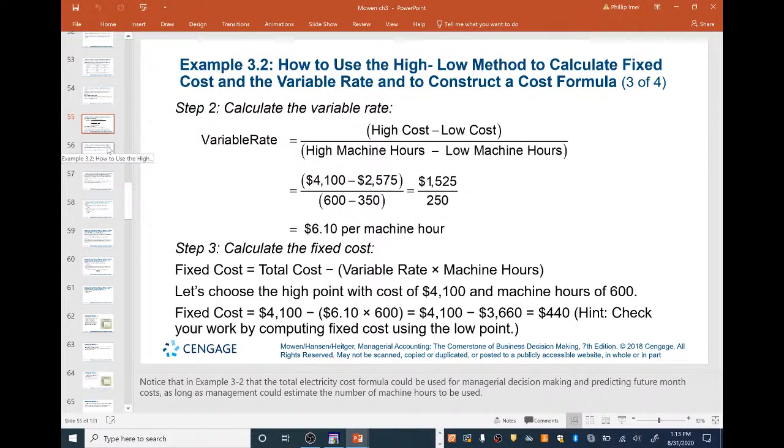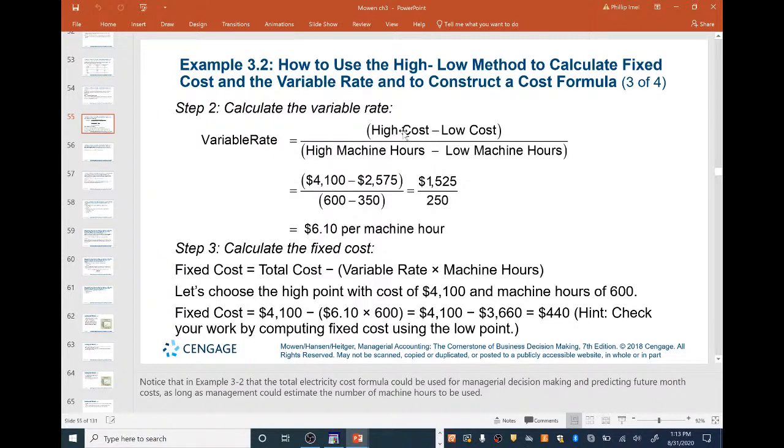So the next step, right? For step one, we've picked up the high and low points based upon machine hours. We've already established that. So now we want to calculate the variable rate, okay? The variable rate, once again, remember the numerator is the high cost minus the low cost. Your denominator is the high machine hours minus the low machine hours, okay? So we already know the 2 months that we're going to be concerned with for punching the data into this part of the formula here.